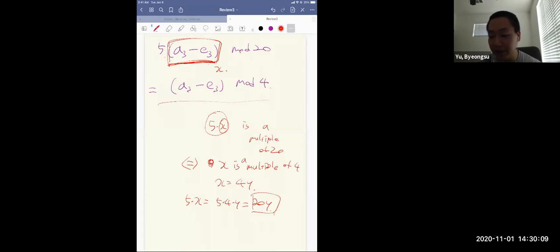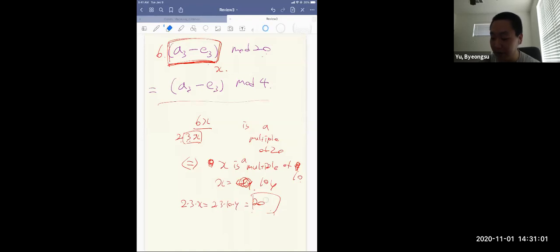And in the usual situation, for example, if we just change the example to 6, then it means that 6x is a multiple of 20. But here, 6x is the same as 2 times 3x, right? And we know that 3 cannot divide 20, but 2 can divide 20, right? So if you multiply by 10, then you can get 20, right? So if x is a multiple of 10, then x is just 10 times y, and the calculation is 2 times 3 times x equal to 2 times 3 times 10 times y. So it is just 20 times 3 times y, right?